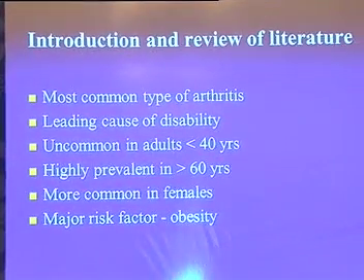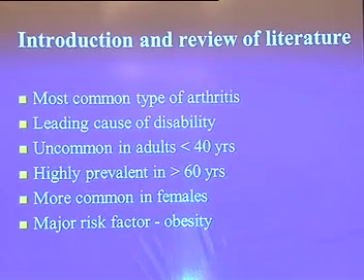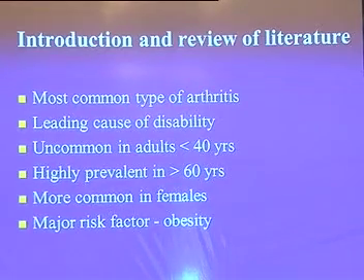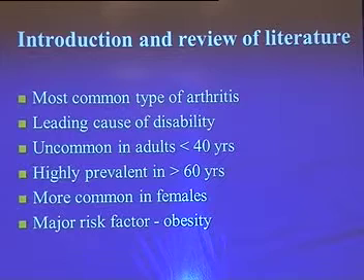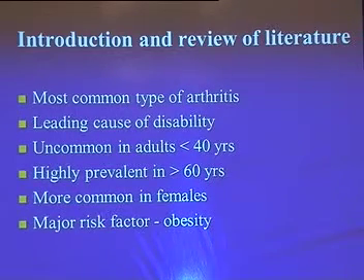Introduction and review of literature. Osteoarthritis is the most common type of arthritis, a leading cause of disability. It is uncommon in adults less than 40 years of age, highly prevalent in those more than 60 years. It is more common in females, and a major risk factor is obesity.